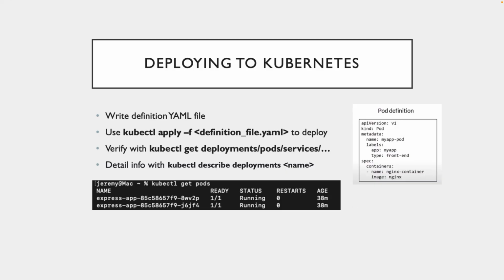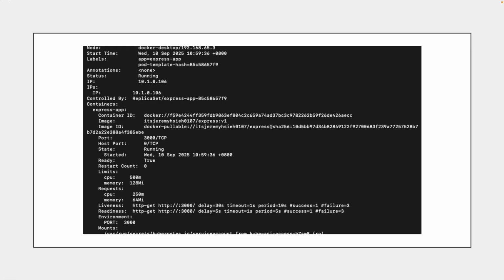For example, here we have the kubectl get pod. So we have exactly 2 pods running. And this is a screenshot for kubectl describe pod and the pod name. So here we can see even more detailed information about the single pod.